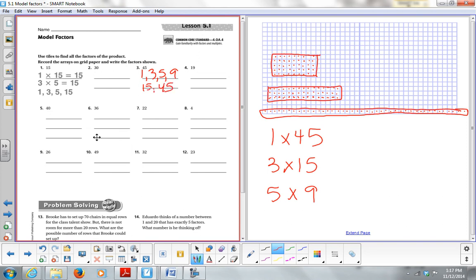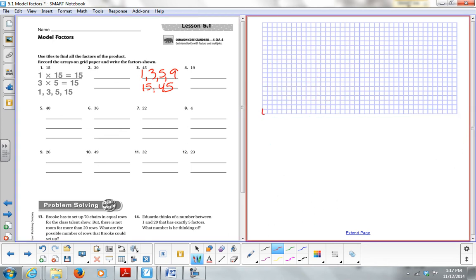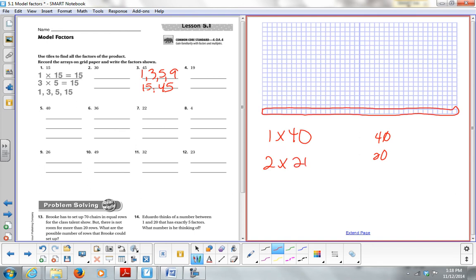Okay, let's do number 5, which is 40. Okay, I can count across here. These are 40 because I counted them earlier. So I know 1 times 40. 2 works also. So I can use my division problems, right? If I do 4 divided by 2, which is 2, and then add a 0, okay? So it'll be 2 times 20. 1, 2, 3, up to 20. So that would be my array for 2 times 20.